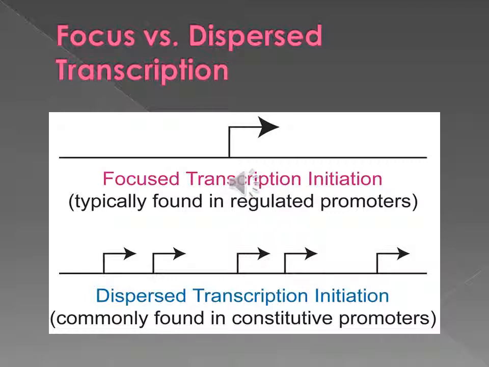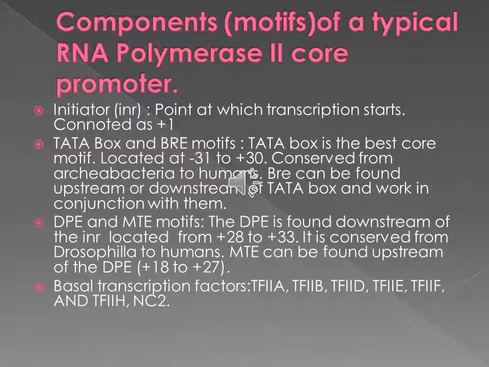In vertebrates, focused transcription tends to associate with regulated promoters, whereas dispersed transcription is typically observed in constitutive promoters in CpG islands. The analysis of focused core promoters has led to the discovery of sequence motifs such as the TATA box, BRE, MCE, and DPE. Focused transcription typically initiates on the A nucleotide in the initiator and is usually designated as the +1 position.